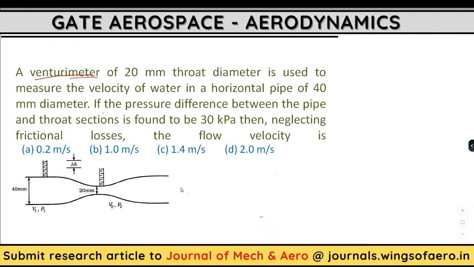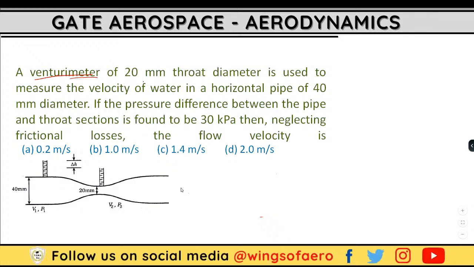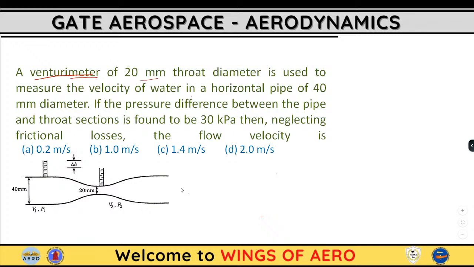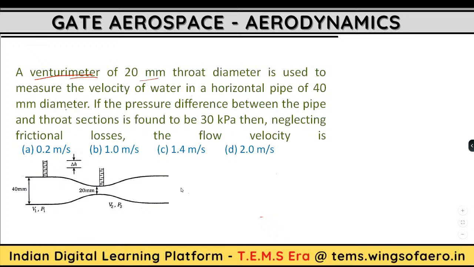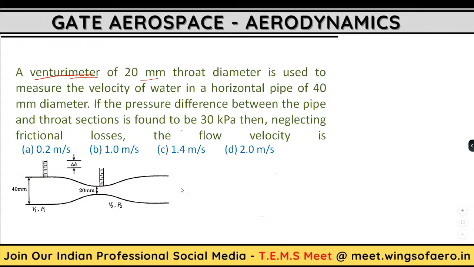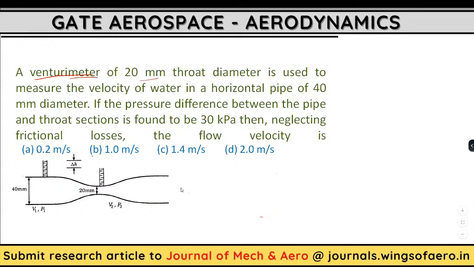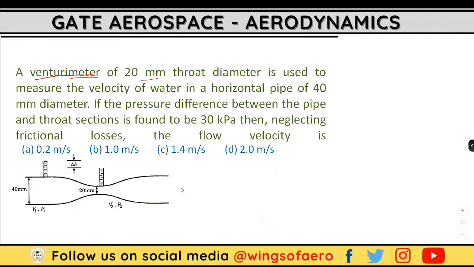A Venturi meter of 20 mm throat diameter is used to measure the velocity of water in a horizontal pipe of 40 mm diameter. If the pressure difference between the pipe and the throat section is found to be 30 kilopascal, then neglect the frictional loss. The flow velocity is... okay, so you have to find the flow velocity.